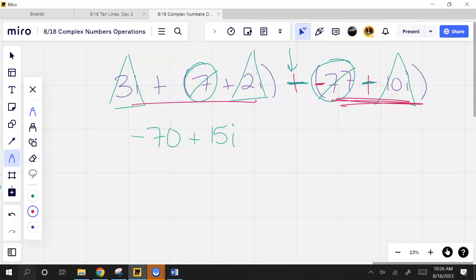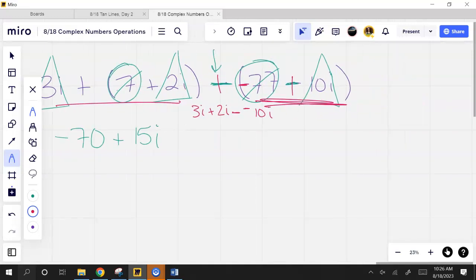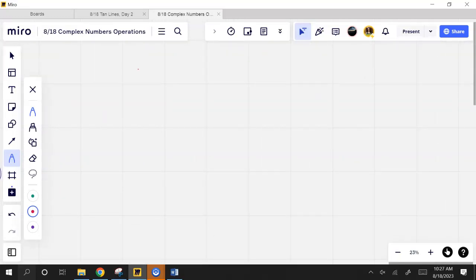Don't need to spend any longer on adding and subtracting complex numbers. If yes, speak now. Don't be ashamed. A little bit, one more. Let's do one more. 15 came because I had 3i plus 2i, and then I had minus negative 10i. All right, let's do one more. Let's do a subtraction one. 12 minus 3i, minus 27 minus i. Try this one on your own.